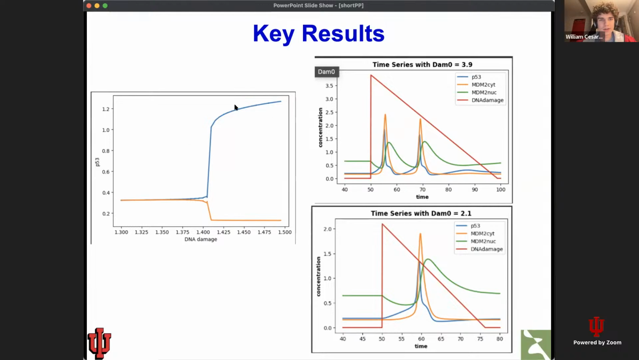And so now I wanted to take this information that we learned from keeping the DNA damage constant and move it to DNA damage that is decreasing. So I allow the user to change DNA damage. So this is DNA damage at 3.9, DNA damage at 2.1.